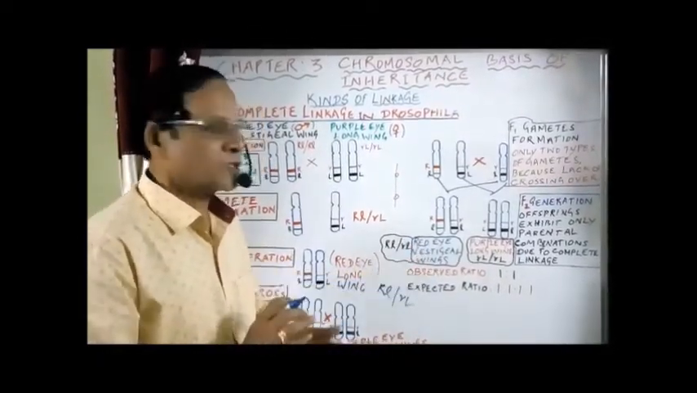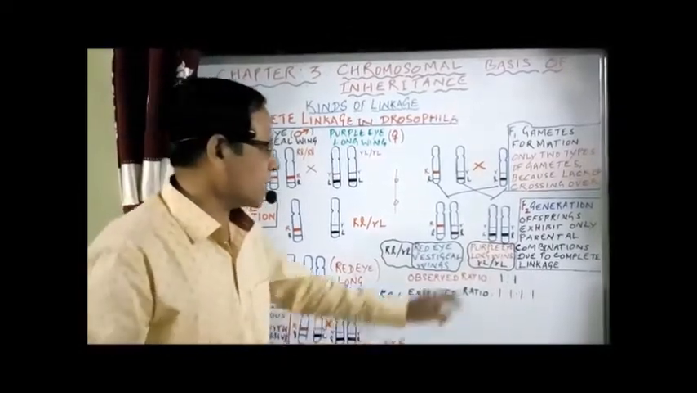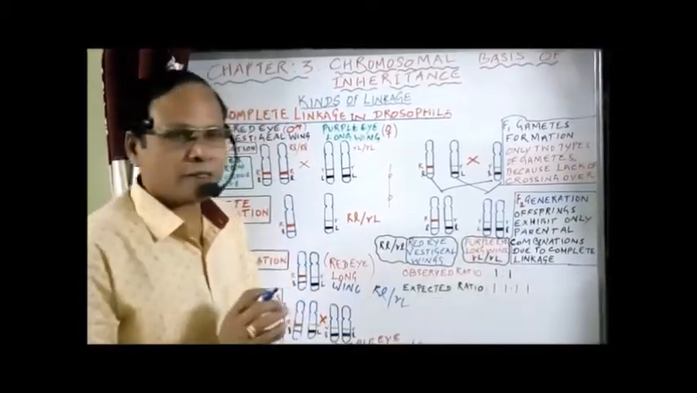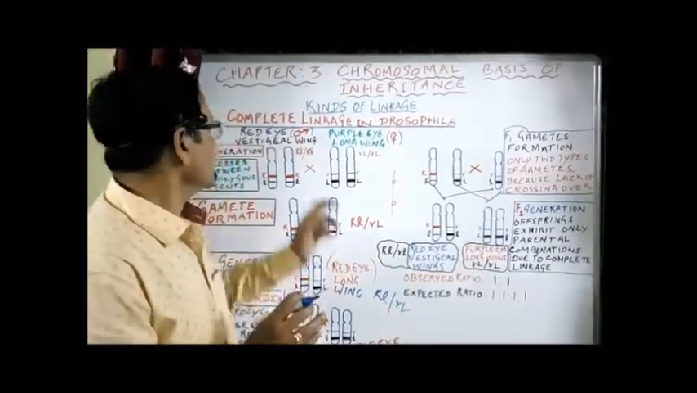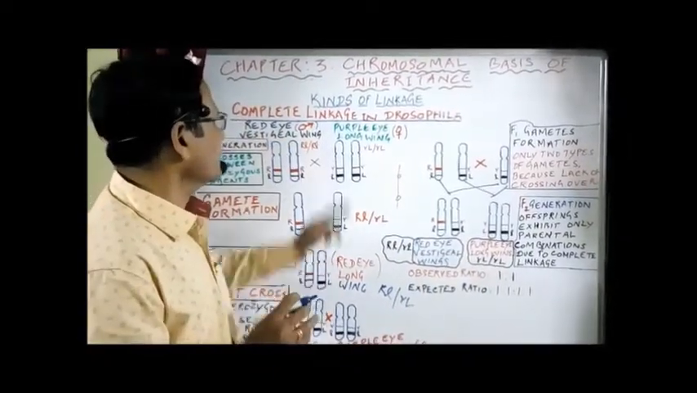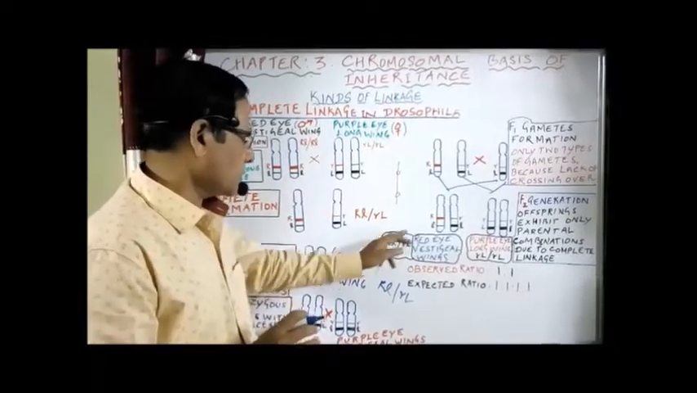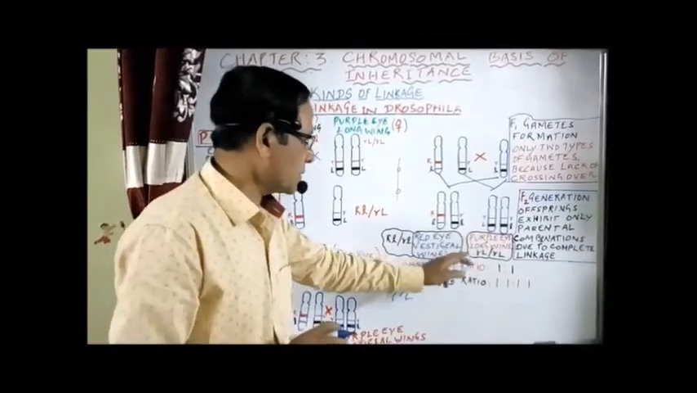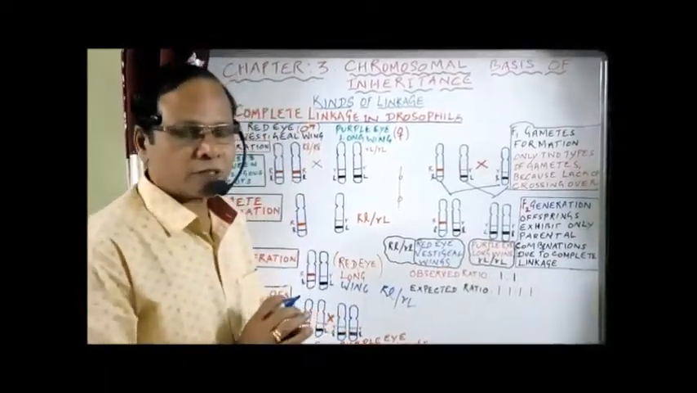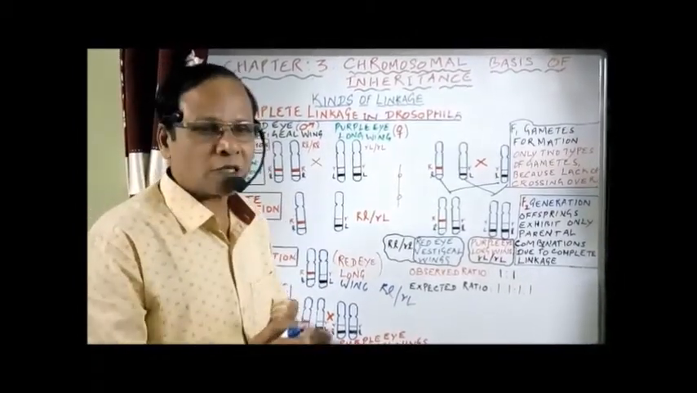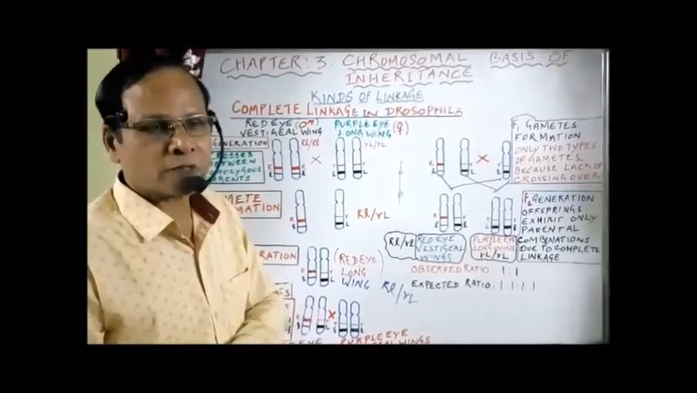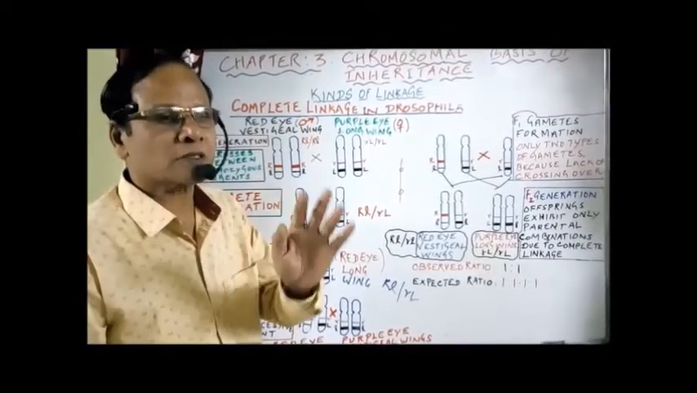The red eye with the vestigial wing, the parallel combination. Another one, purple eye with the long wings, again the parallel combination. So we took only these two parallel combinations. Red eye vestigial wing and purple eye long wing individuals are produced. These are the parallel combinations. So only parallel combinations are produced and no new combinations are produced, because there is no chance of crossing over.